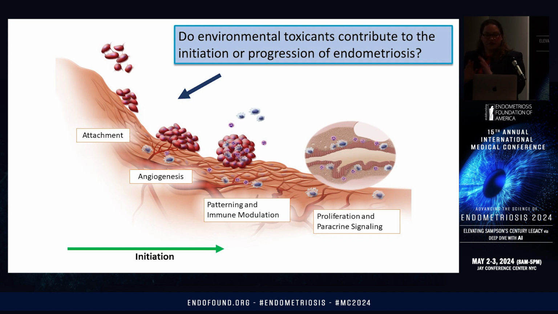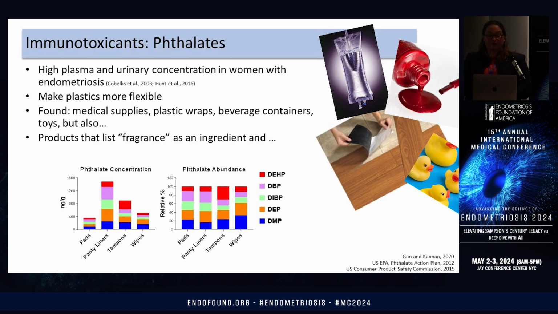And with this is the work that we were actually able to do with the help of a grant that we got through the Endometriosis Foundation. And this was looking at our first immunotoxicant, which is phthalates. So diethylhexyl phthalates. These are found in higher urinary plasma concentrations in women with endometriosis. They make plastics more flexible.